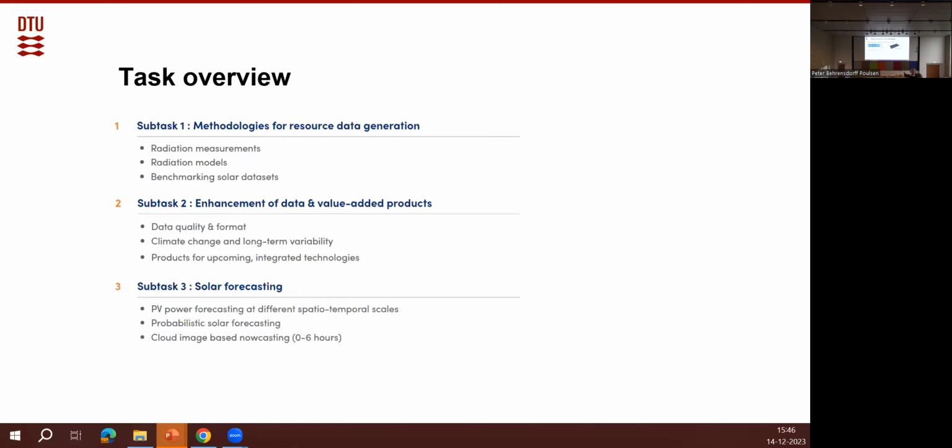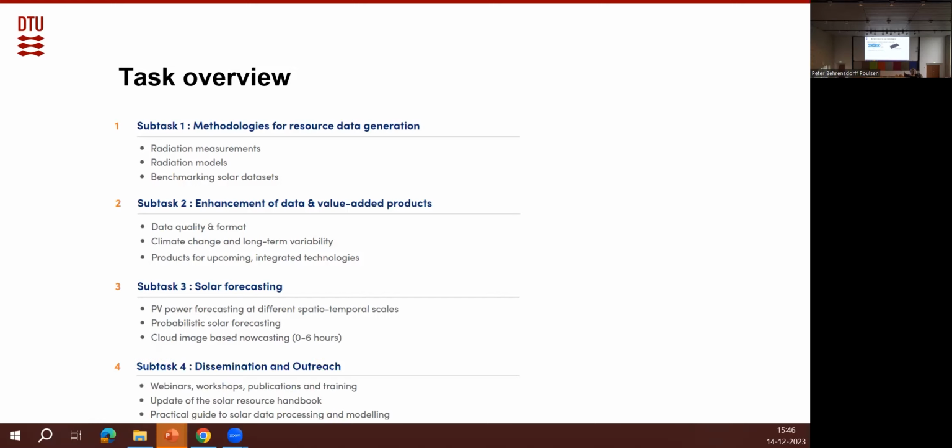We got subtask 3 in forecasting. I'm not going to talk so much about that. That's DMI's work in this project. And last, we have outreach, which I'm the task leader, or subtask leader, for. So there'll be some focus on that. But as I mentioned, this is a joint project together with DMI, who is responsible for forecasting and also doing some analysis of some of their measurements and promoting that data as part of this task.